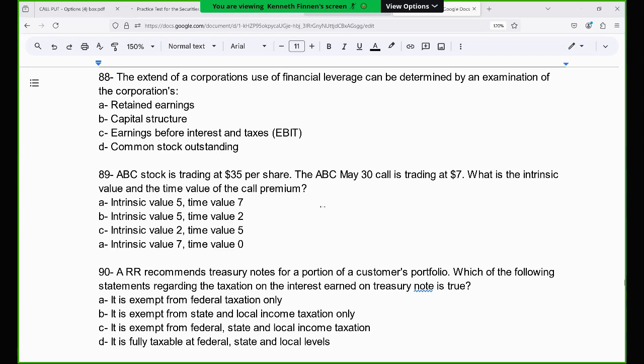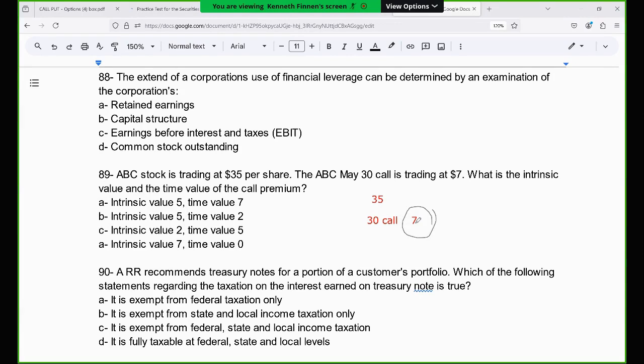Okay, so you have a 30 call, and the premium is 7. We agree on that, right? Where's the stock trading? 35. Okay, so how much in the money is it? 5. So that's intrinsic. So it has to be one of these two there. We all agree on that? Yeah. Okay, and how much extra did you pay?